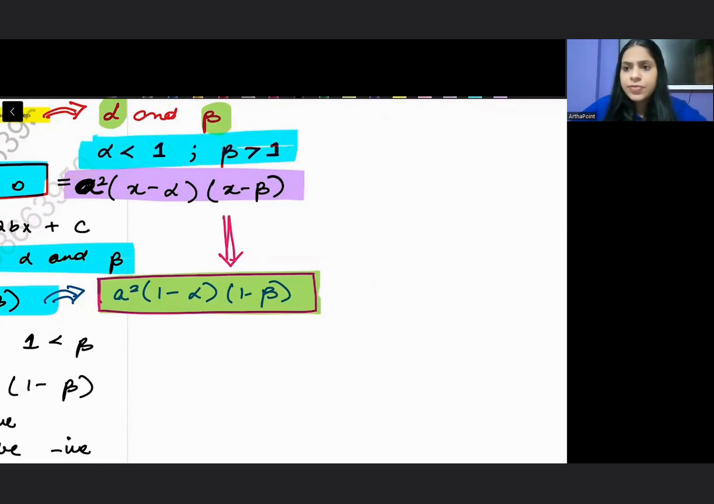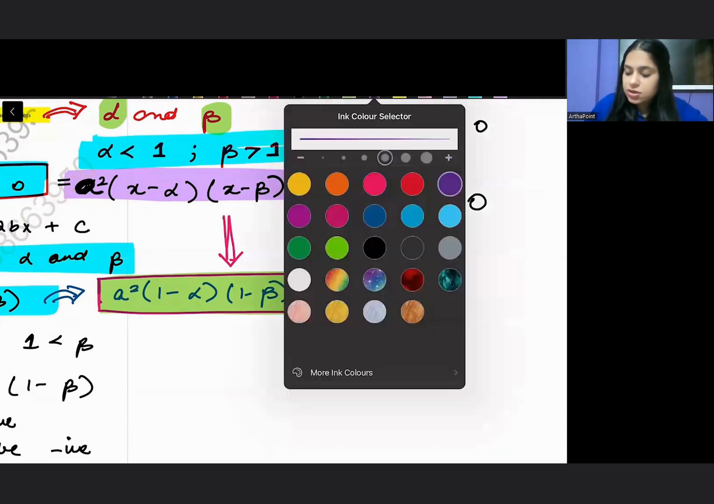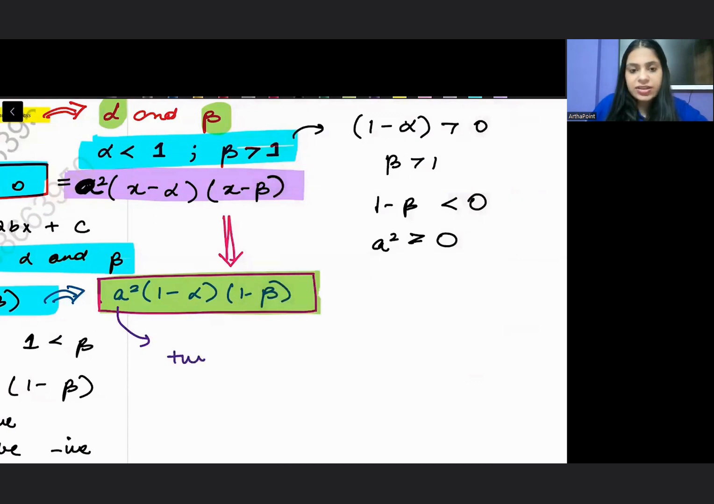Therefore, since alpha is less than 1, 1 minus alpha will be greater than 0. And since beta is greater than 1, 1 minus beta will be less than 0. And a squared, because it is a square, will always be greater than 0. So what I have got from here is that a squared is positive, 1 minus alpha is positive and 1 minus beta is negative, right?